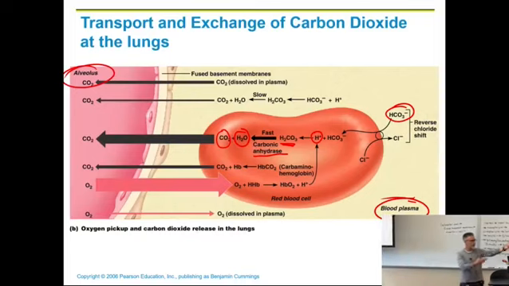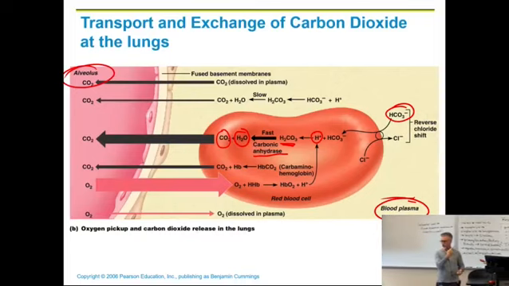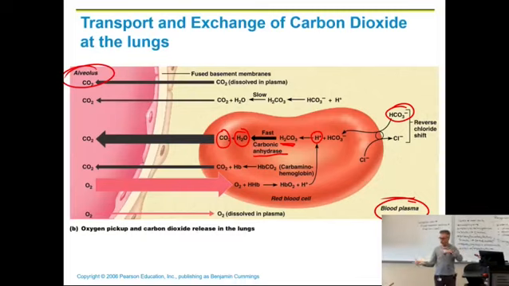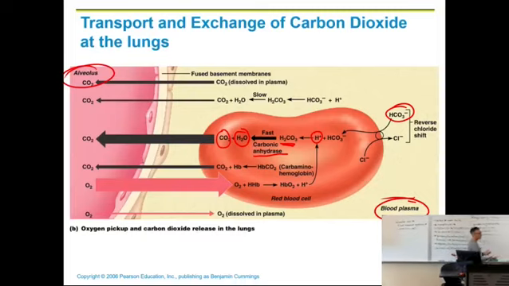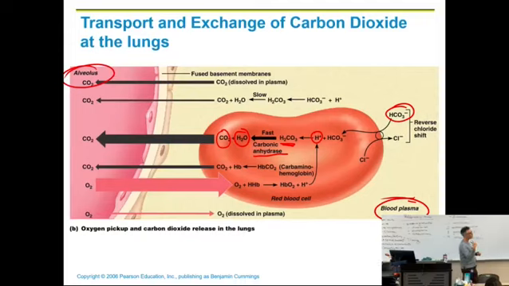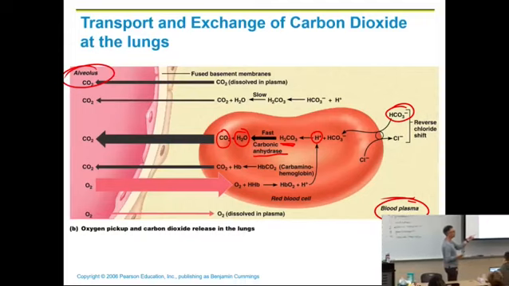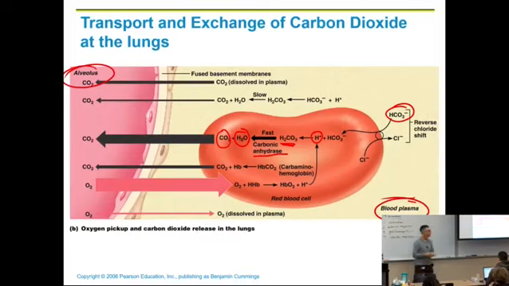So we have to switch it around, and convert it back the other way when we get up to the lungs. And that carbonic anhydrase can work both ways. So it's a reversible equation that you have to know: water plus carbon dioxide gives us carbonic acid, which then falls apart into a hydrogen ion and a bicarbonate ion, or the reverse of that, right? It can go the other way as well.